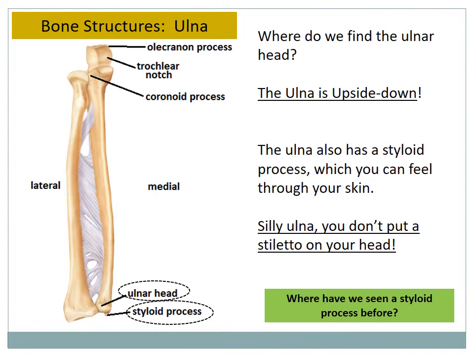So where do we find the ulnar head? Yeah, we find it distal, right? It's most distal on that bone. So I always say that the ulna is upside down. So its head is actually not where you think it would be. It's actually upside down. The ulna also has a styloid process, which you can feel through your skin as well. So that would be on your more medial side. You would find that. So I always remember this by saying, silly ulna, you don't put a stiletto on your head.